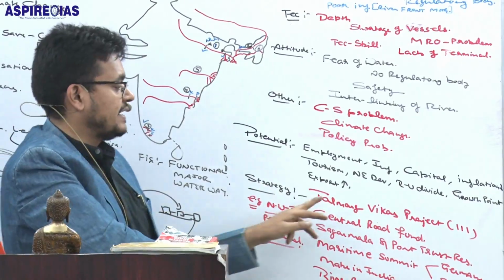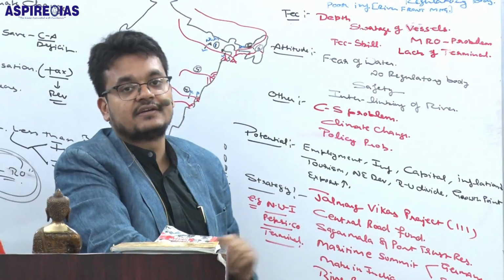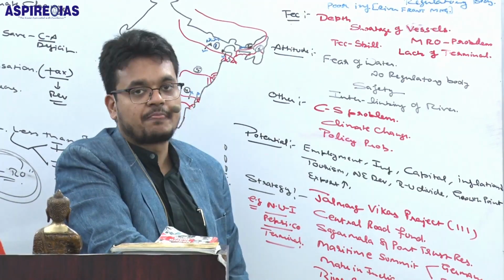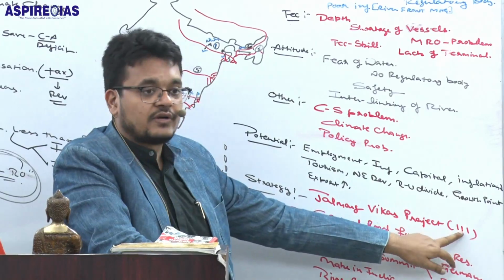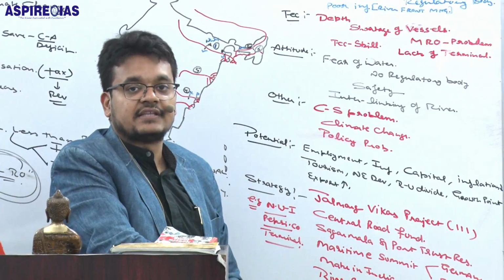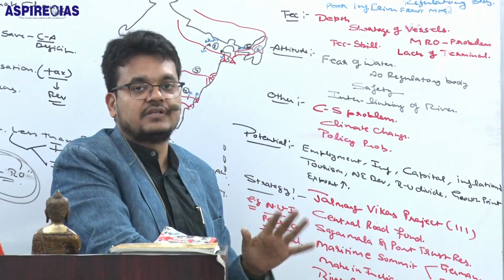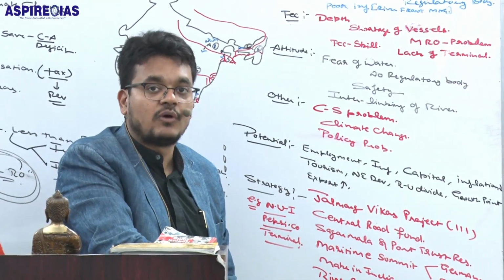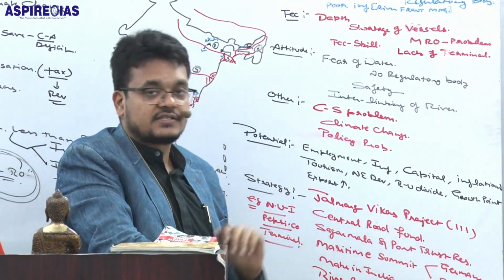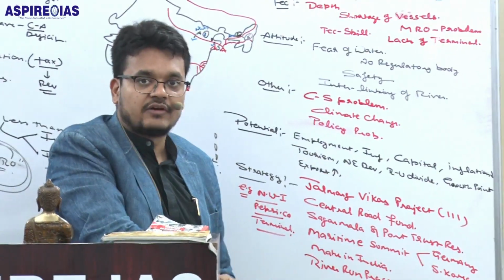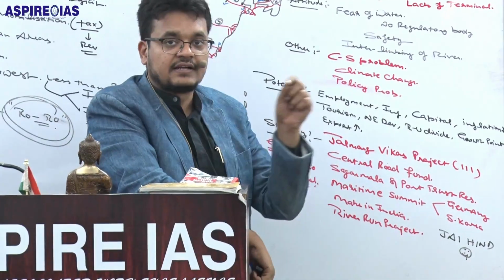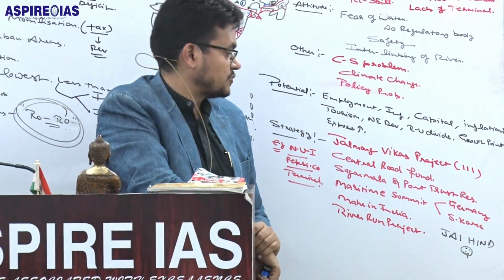Then strategy. India established the Jal Marg Vikas project under the National Inland Water Development Authority, situated at Noida. Under this project, we are targeting to develop 111 waterways. Second, the Central Road Fund. India is now using the Central Road Fund for all the major means of transportation, including inland waterways. Then Sagarmala and Port Trust are also responsible for developing inland waterways and associated connectivity. All the major ports can develop river transport within their hinterland.